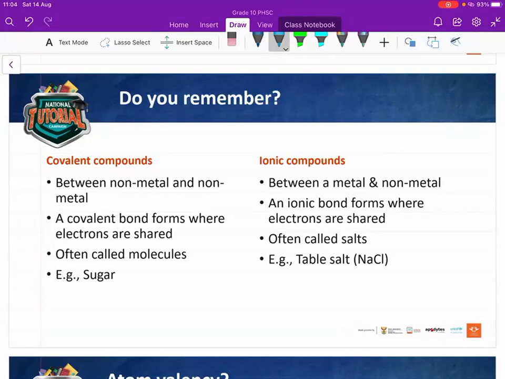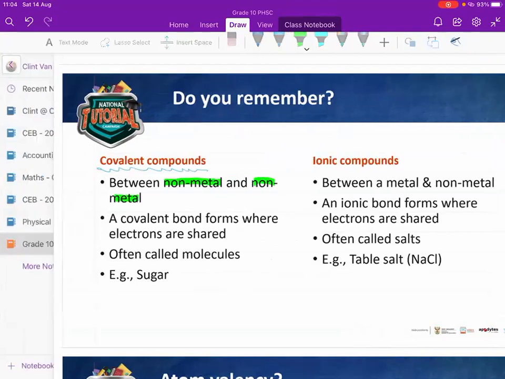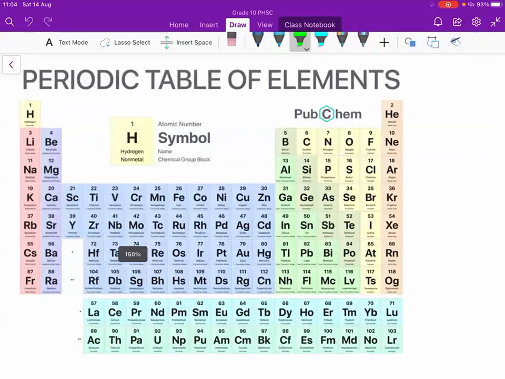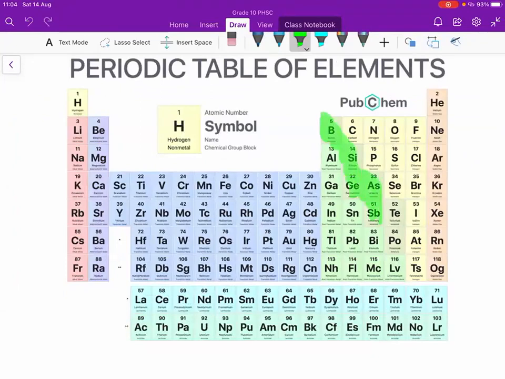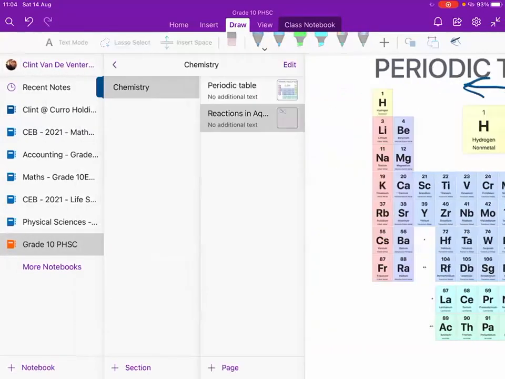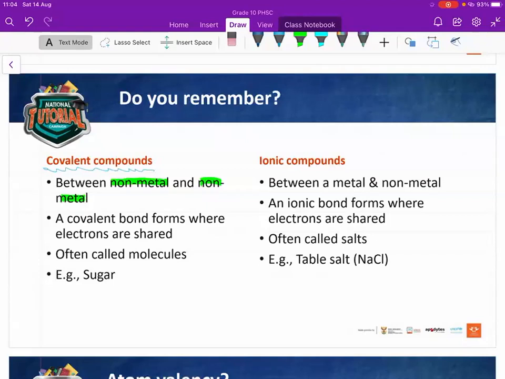So, do you remember learning about covalent compounds? This is between a non-metal, which is on the right-hand side of the periodic table, and a non-metal. I do have a periodic table here that I can just bring up. These are the metalloids, generally the greeny ones. Anything on the right-hand side is a non-metal, and anything on the left-hand side is a metal. That's how we know if something is a metal or a non-metal. Metals look a certain way because they're shiny, and non-metals can be powdery.